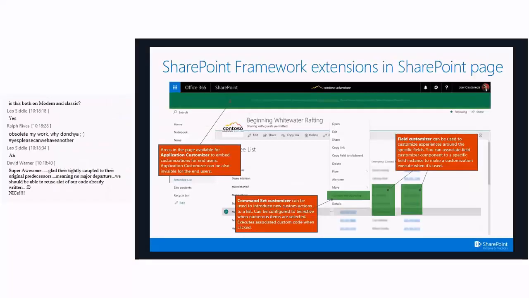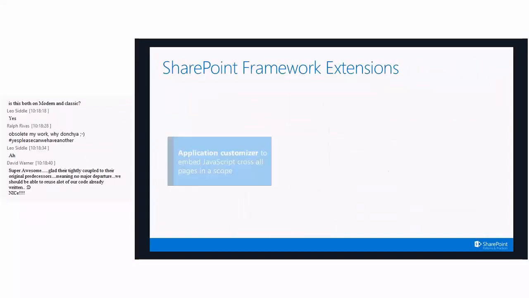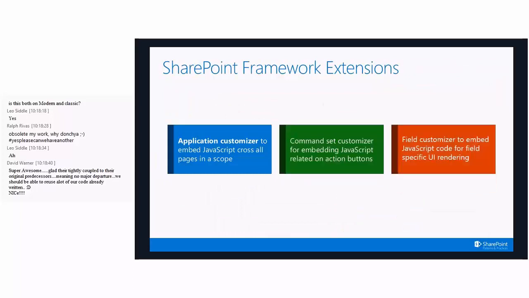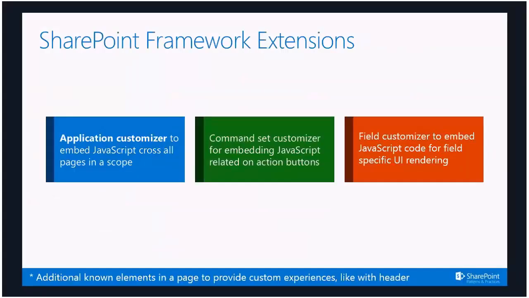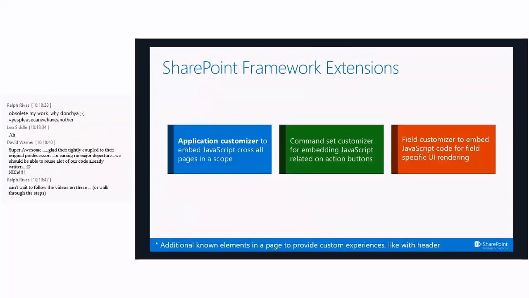Now, let's have a look at what else I had on this one. So this is just a list of things, from a terminology perspective. We do have an application customizer, which, like mentioned, you can associate in a site collection, site, or list level and associate that JavaScript to be executed on those. Whatever that JavaScript does, that's up to you. Or you can have a command set customizer, which is related to action buttons, or then a field customizer to embed JavaScript code when a field is actually being rendered in a UI.